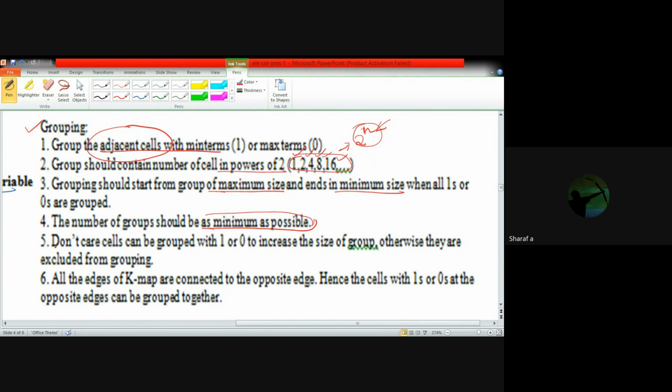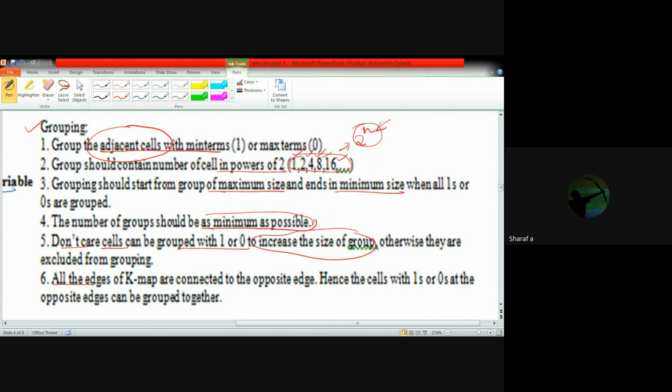And then the fifth one, the don't care cells can be grouped with 1 or 0 to increase the size of the group. Otherwise they can be excluded from the group, which means if the don't care is coming very near to a cell, and you can add it into a group so that the group will become larger, then you can take that don't care cell. If there is no use of don't care, then you don't have to use that. When we do the problem, you will understand much more clearly.